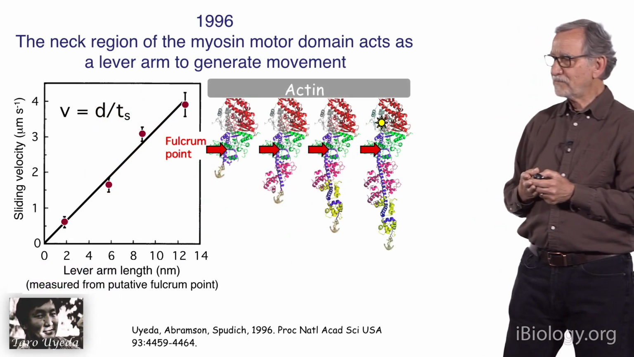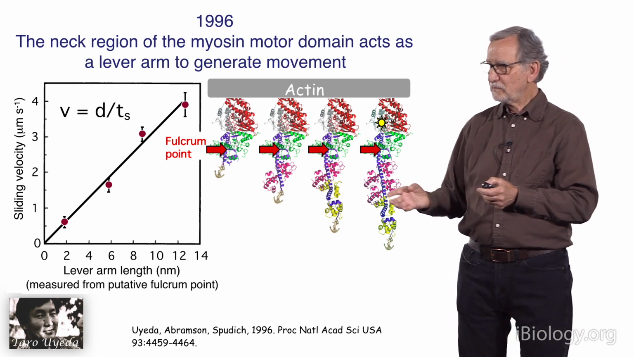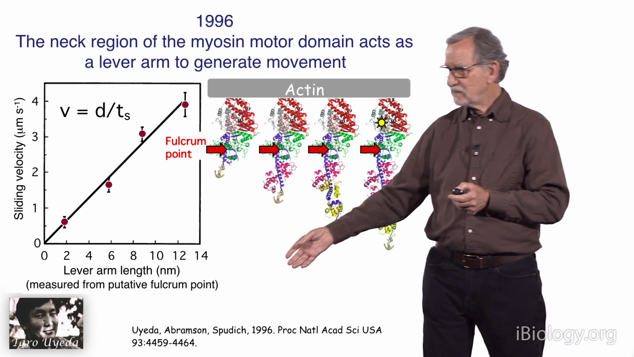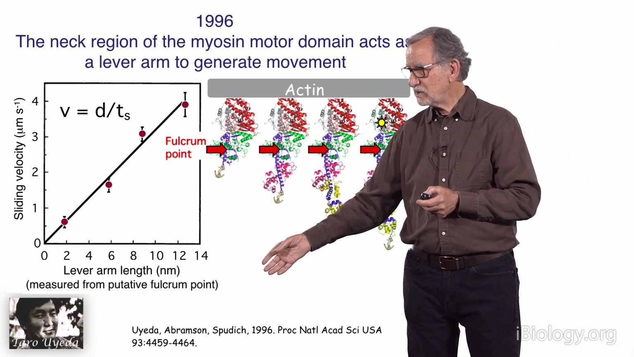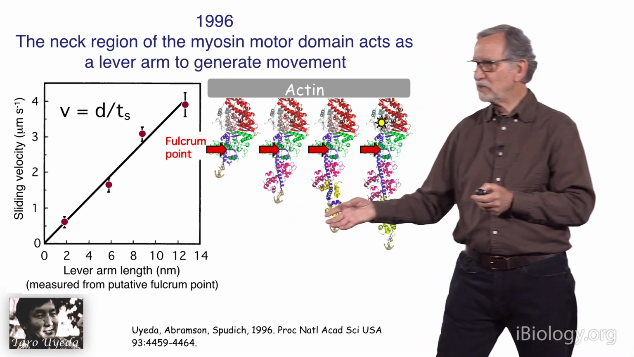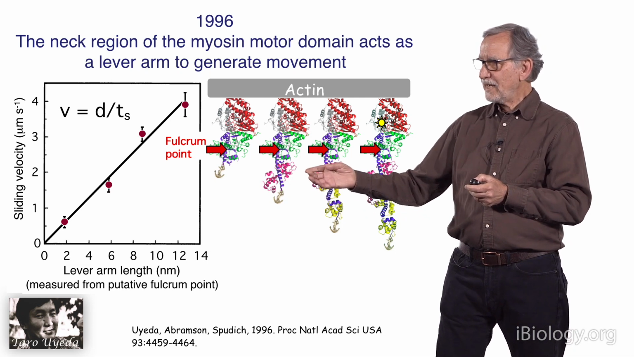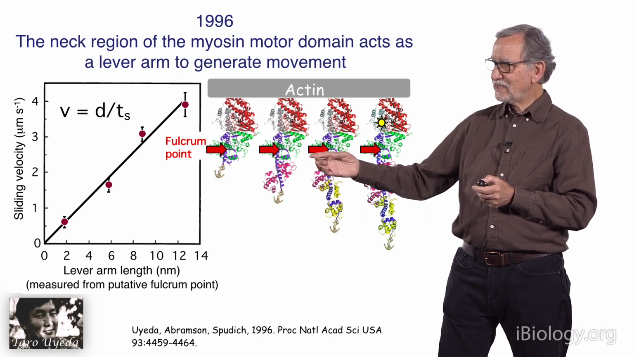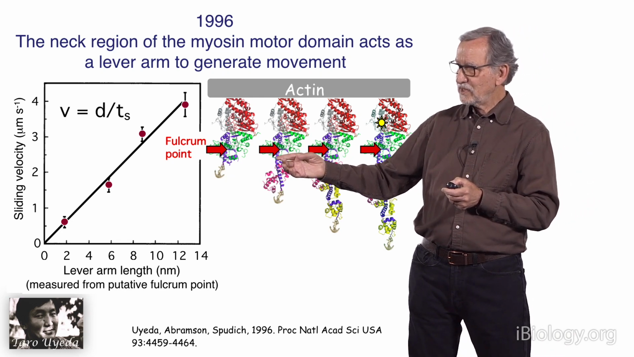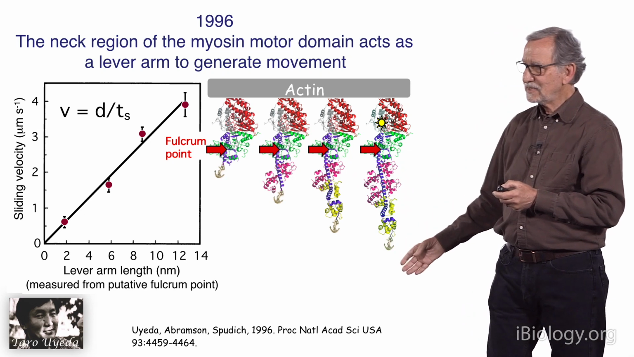And so the first experiment that was done to test this was done by Taro Ueda in a paper that was published in 1996, just a few years later. And the experiment was to genetically engineer a myosin molecule with different lengths of this putative lever arm.